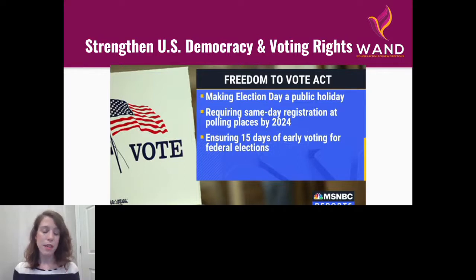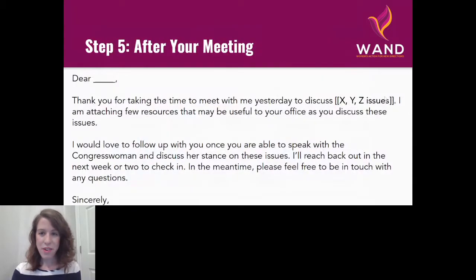And really, we think that this is an underpinning of everything else that we're trying to do. Without a strong democracy and without voting rights for every person, we're unable to advocate on any of the other issues that we care so deeply about. So those are our 4 issues.